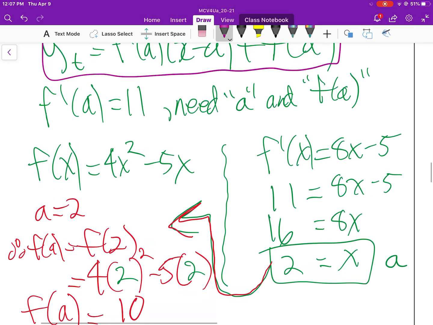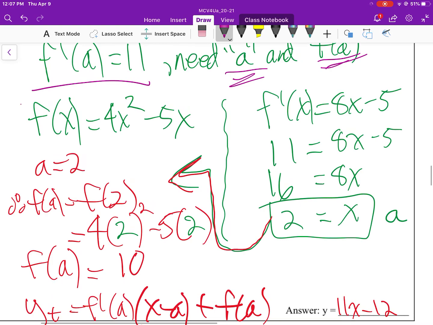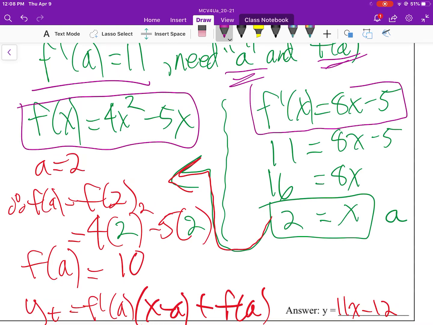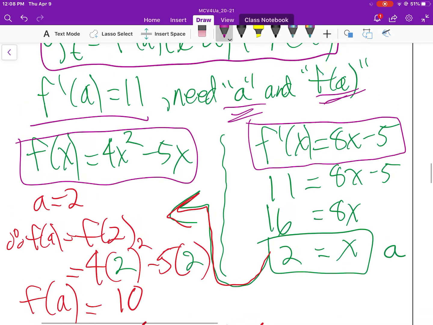So f prime at a equals 11. We know that because the slope of the tangent is 11. We need to figure out a and f at a. I always start by writing the original function on the left and the tangent slope function, or the derivative, on the right. And then I use whichever one I need to use. So since I know what f prime at a is, that means that I can figure out what x is, or the a value, right?